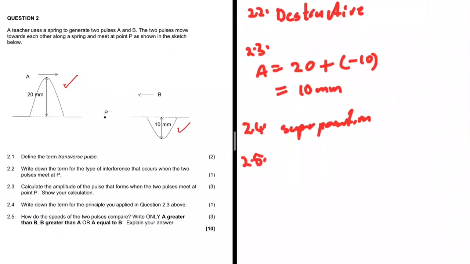Okay, what about 2.5? 2.5, how do the speeds of the 2 pulses compare? Write only A greater than B, B greater than A, or A equal to B. Explain your answer. A equal to B. Why are we saying so? The two pulses are moving in the same medium, and it is the type of medium that controls the speed. The speed depends on the type of medium. So if they're moving on the same medium, then they're going to have the same speed.